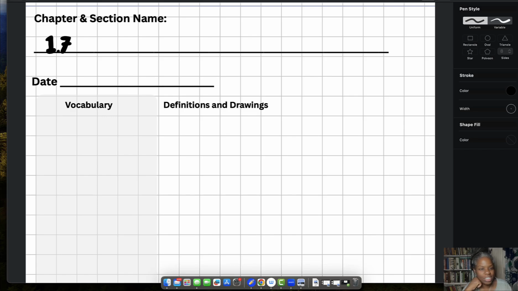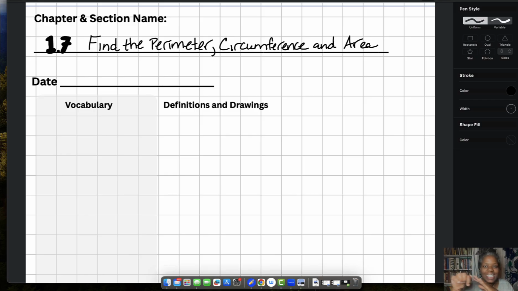Hey guys, we're in section 17. I want you to write the title. The title is Find the Perimeter, Circumference, and Area. And I'd also like you to write today's date.